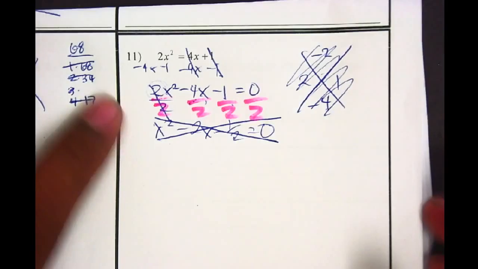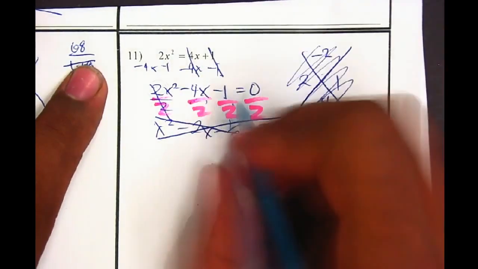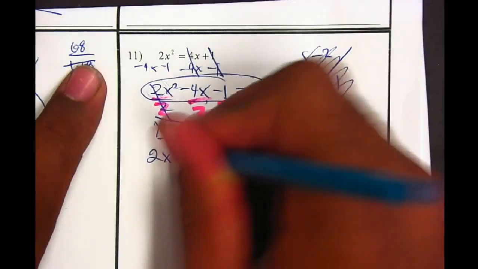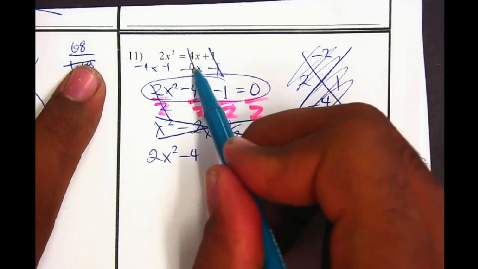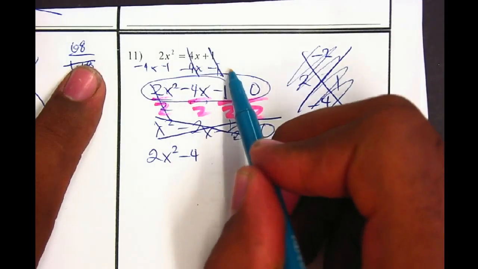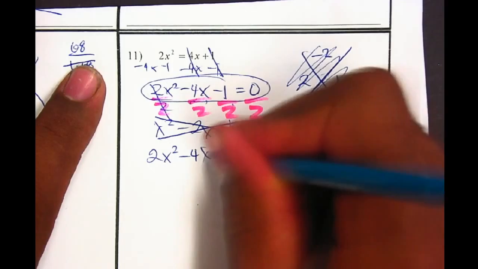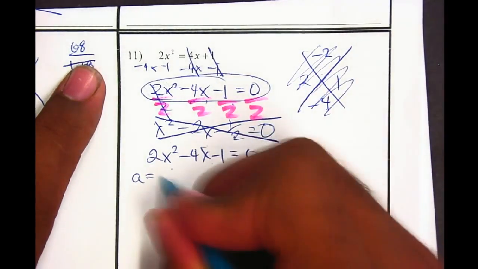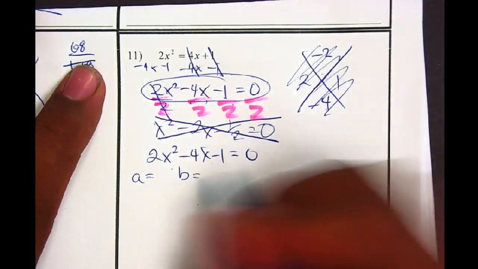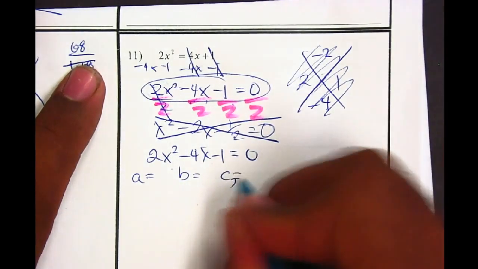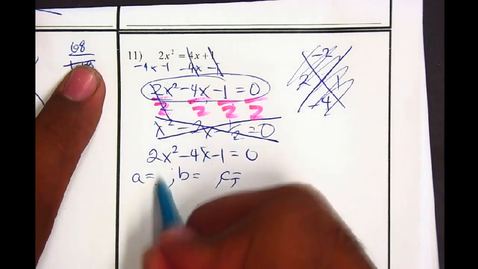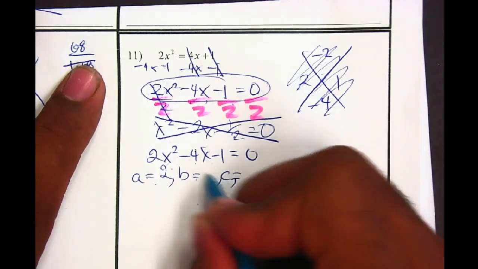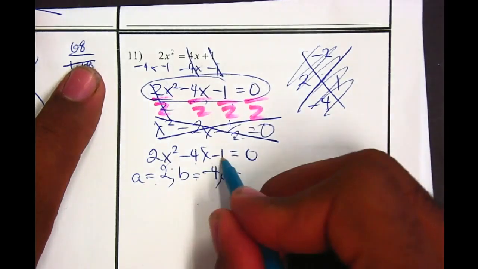Okay, so again, the first thing we want to do is look, we've already written it in the correct form, so let's write that again here, because I subtracted the 4x and the 1, so that we can have 0 on the right. And now let's identify A, B, and C. Okay, so A is going to be the first number, 2. B is going to be the second number, -4. And C is going to be the third number, -1.